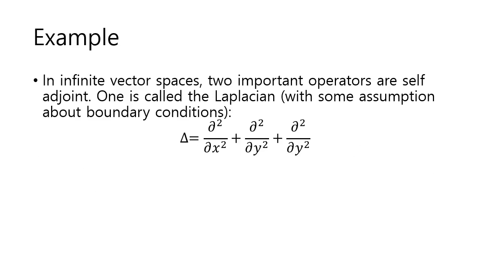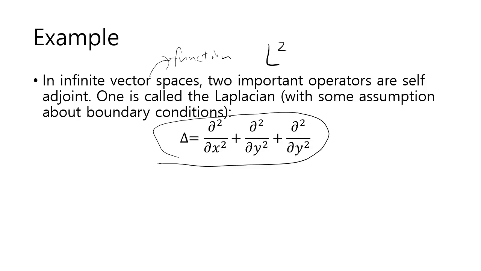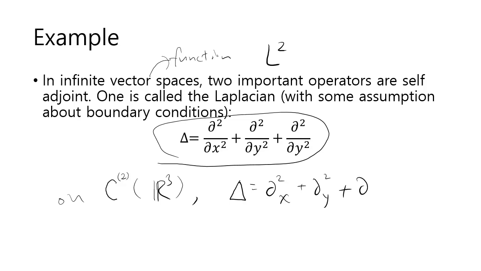Now, when it comes to infinite vector spaces, we talked about function spaces, something like L2 space. In that case, there are two important operators that are self-adjoint. One is called the Laplacian. So think about these functions that are second differentiable. So I guess usually they write it as like C2 and over some, let's say R3. So you have three variable functions that are second differentiable, and on here the Laplacian operator, which is you differentiate twice in the x direction, differentiate twice in the y direction, differentiate twice in the z direction, and you add them up. That happens to be self-adjoint.